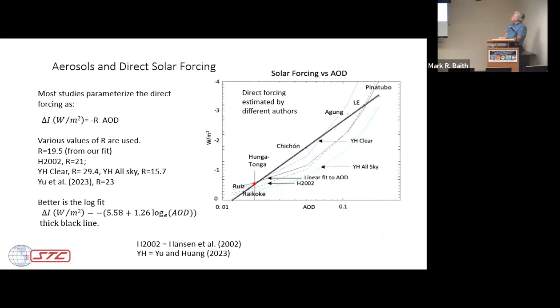So this is what we came up with. Most studies parameterize the effect of the surface radiation as minus R times AOD. So R is some number that they use. It comes from different places. Hansen in 2002 came up with an R value of 21. We get about 19.5 from our fit. So these are all the volcanoes here. And these curvy lines are linear fits, because this is a log plot here. And then there's a straight line, which actually intersects most of the volcanoes.